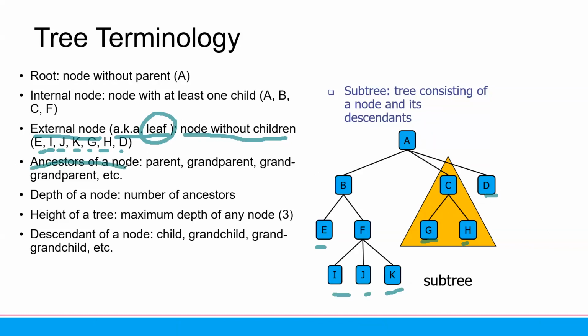Ancestors of a node. Ancestors mean the upper part: the parent, grandparent, great-grandparent. So, for example, what is the parent of I? The parent of I is F. Okay. What is the grandparent of I? The grandparent of I is A.